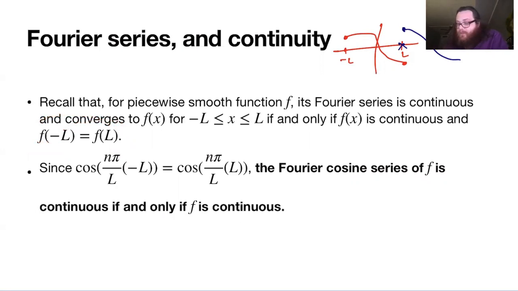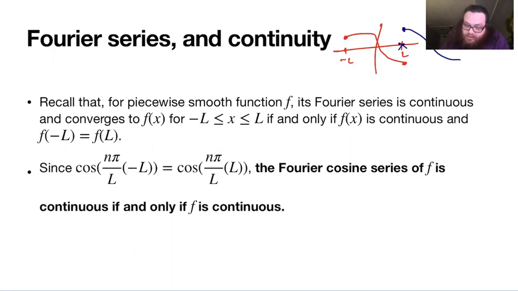This is a condition we need to ensure so that the series is continuous. So what happens when we compute these Fourier series? The observation is that because cosine is an even function, cosine of n pi over L of negative L is equal to cosine of n pi over L of L. And so this condition is satisfied for all of these pieces. In particular, the Fourier cosine series of the function will be continuous if and only if your function is continuous.